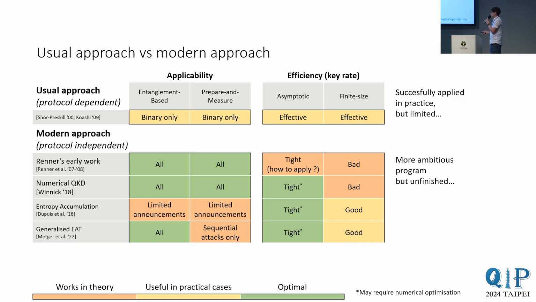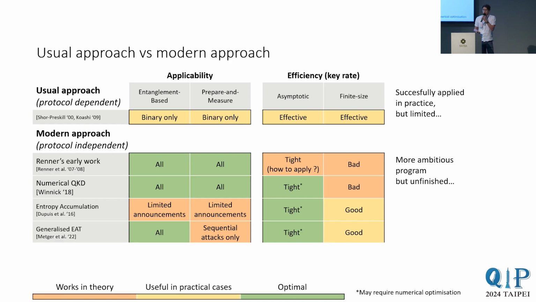So after this, a series of extensions called entropy accumulation or generalized entropy accumulation, for example, the last one was presented at QIP last year. They improve things on the finite size level, but the problem is that they introduce new limitations in the protocols. For example, for the generalized EAT, on my next slide I will explain a bit more about this limitation.